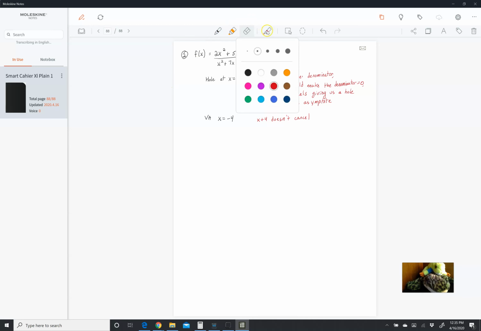Now let's look at the horizontal asymptote. Well, the degree of the numerator is 2. The degree of the denominator is 2. So they're equal, which means that we do have an asymptote. The leading coefficient of the numerator is 2. Leading coefficient of the denominator is 1. So our horizontal asymptote is at y equals 2.